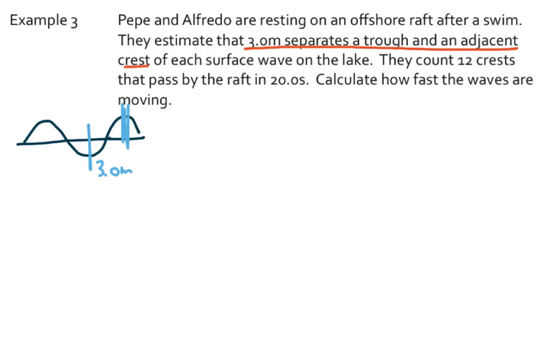That is not actually the wavelength. The wavelength would be from trough to trough, or, based on the diagram I have, crest to crest. So, because waves are symmetrical, and the distance between any trough and any crest is the same, we also know that this distance over here is also 3.0 meters. So looking at that from crest to crest, we know that the wavelength of this wave is actually 6 meters.